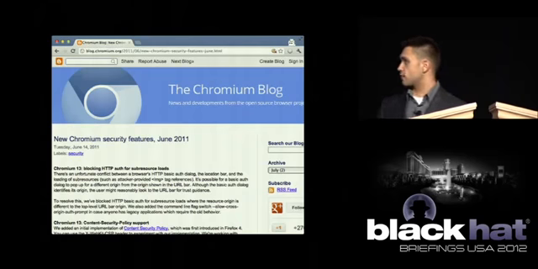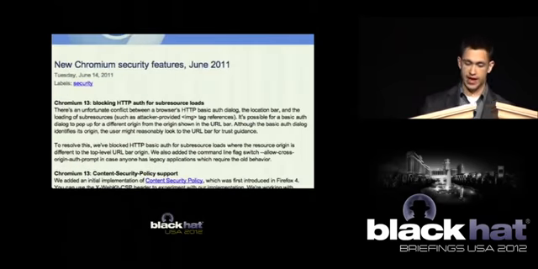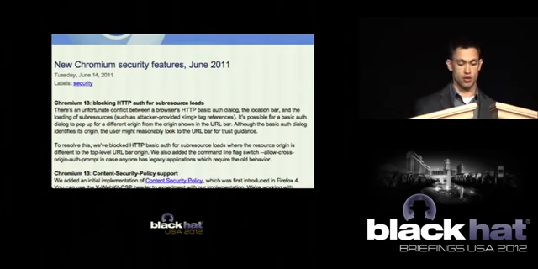So I mean, it sounds like a legitimate problem, right? So I found out that with Chromium 13, they decided to fix this problem. Blocking HTTP auth for sub-resource loads. Basically what they ended up doing is it says to resolve this, we've blocked HTTP basic auth for sub-resource loads where the resource origin is different to the top level URL bar origin. We also added a command line switch in case you don't like this.